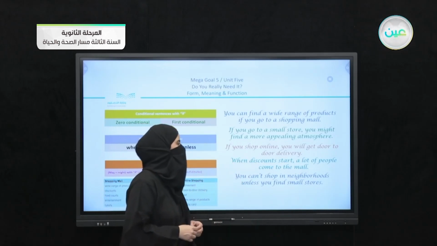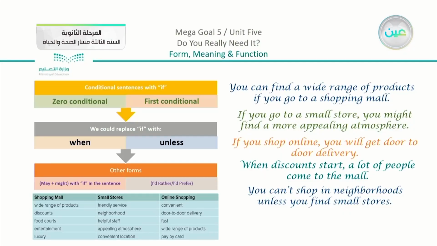And the last sentence that we have here, you can't shop in neighborhoods unless you find small stores. So you can see that we used unless in the sentence because there is a negative meaning. You can't shop. We have the very last sentence. You can see that we have here, if you pay by card, you may shop online. Here there is the part using may in the sentence with the if clause, like what we did in the second example when we used might.